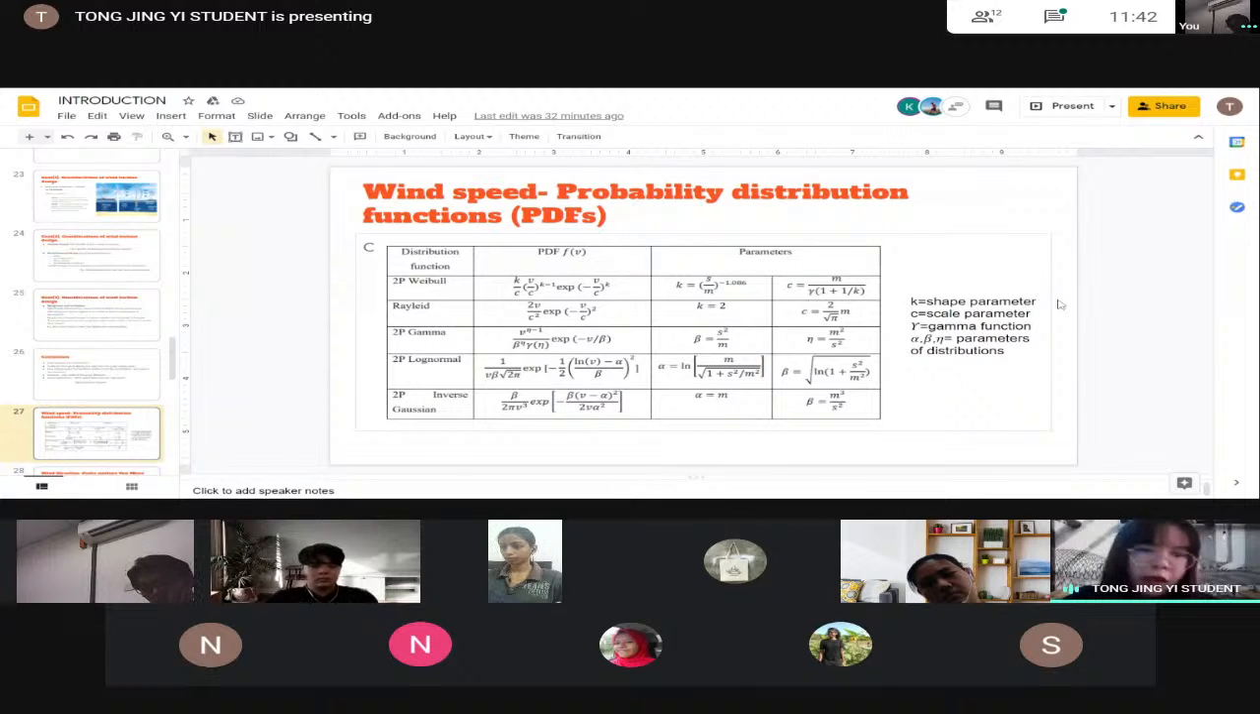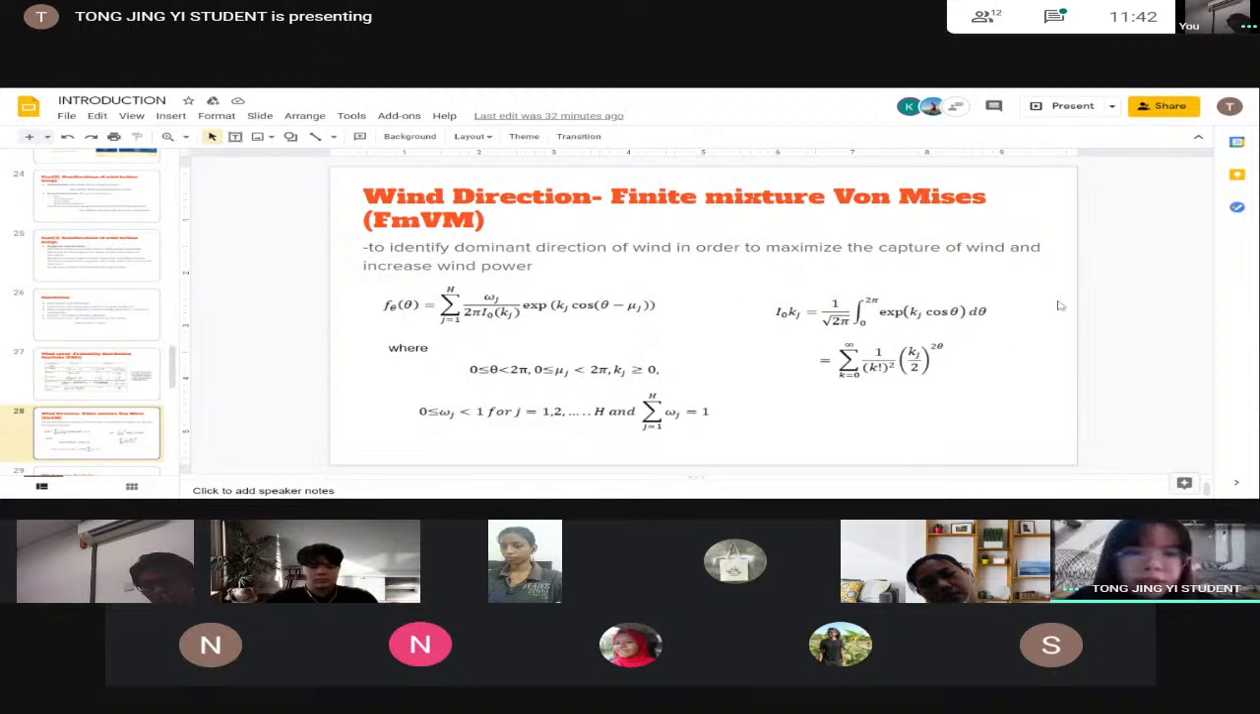Next is the wind direction finite mixture von Mises method, FMVM. The importance of wind direction analysis is to identify the dominant direction of wind in order to maximize the capture of wind and hence increase the wind power. So these are the equations.